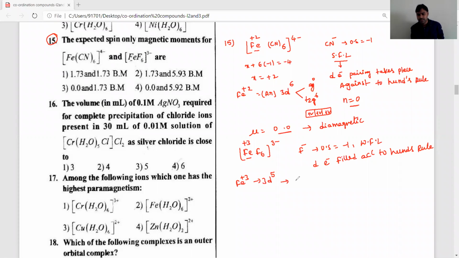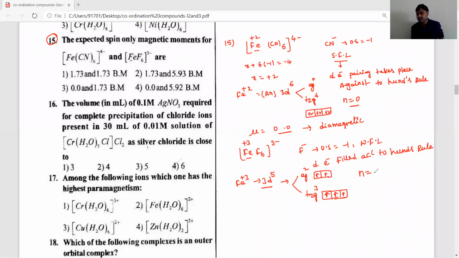Its crystal field splitting according to CFT theory: the 5 d electrons split into t2g3 eg2. Eg means 2 orbitals are present, dx square minus y square and dz square, and t2g means 3 d orbitals are present, dxy, dyz and dzx. So these are the degenerate orbitals. Each orbital is filled with one electron only according to Hund's rule. Otherwise, no need to think about CFT theory also. Directly, 5 electrons in 5 d orbitals are filled singly. Then n is equal to 5.